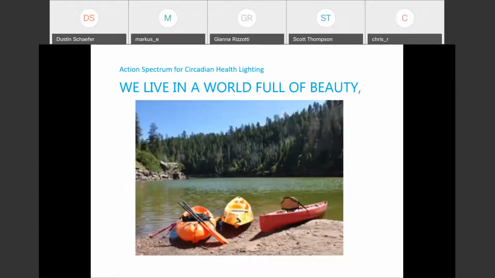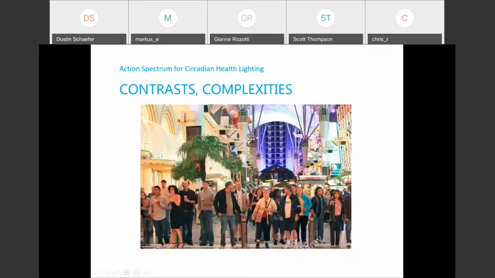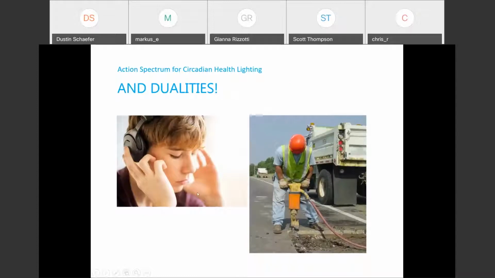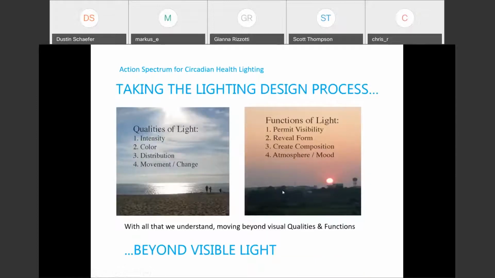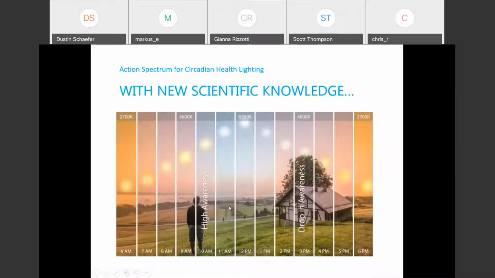We live in a world full of beauty, contrasts, complexities, and dualities. We're all familiar with the lighting design process in that it is one that traditionally revolves around the visual process. But moving beyond visible light, where we talk about the qualities and functions of light, we can move beyond visible light with new scientific knowledge.